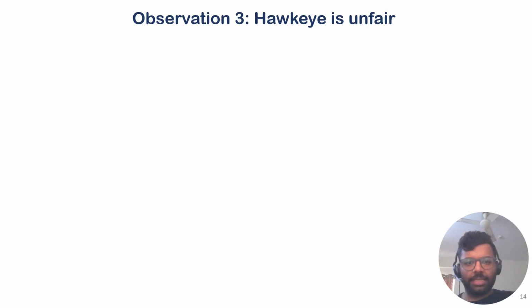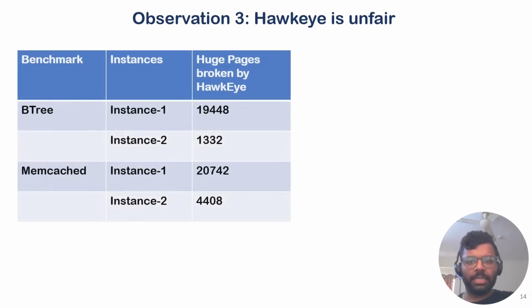To demonstrate the lack of fairness in HawkEye, we ran 2 identical instances of the B-tree workload simultaneously and compared their performance under HawkEye. We conducted the same experiment with memcached as well. To distinguish between different instances of the same workload, we labeled them according to their process creation order. For example, instance 1 represents the first instance and instance 2 represents the second instance of the same workload. As shown in the table, HawkEye's unfair reclamation policy disproportionately affects the instances. For B-tree, HawkEye breaks over 19,000 huge pages in instance 1, but only 1,300 in instance 2, a 14.6x difference. Similarly, for memcached, the difference is 4.7x.